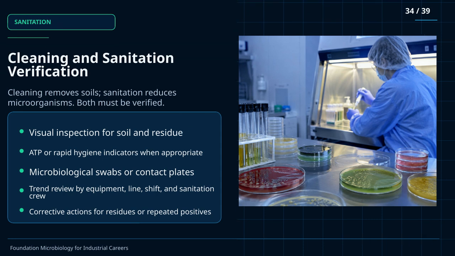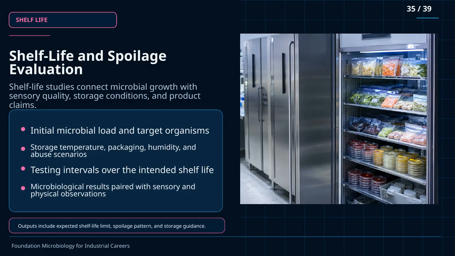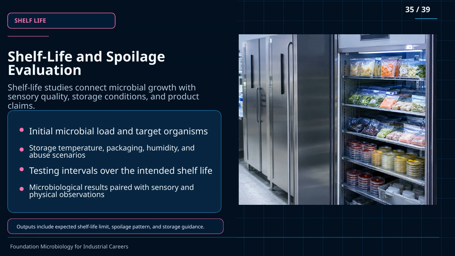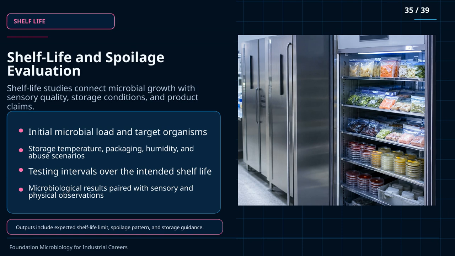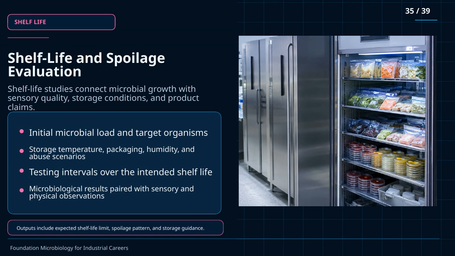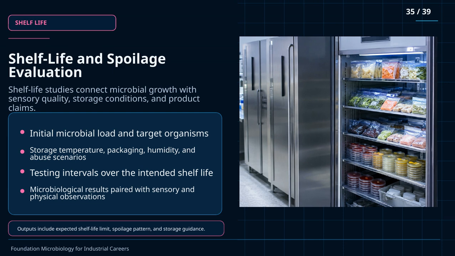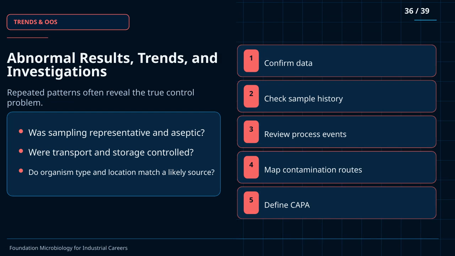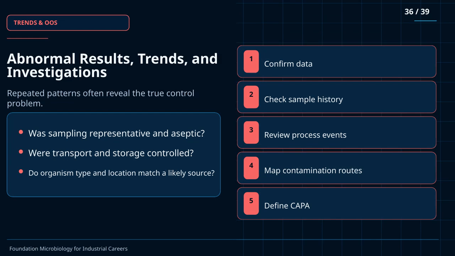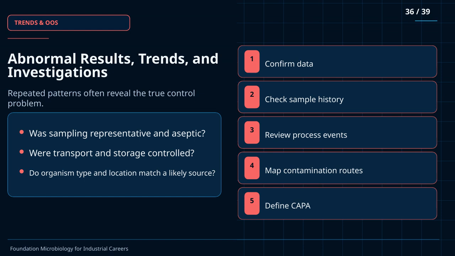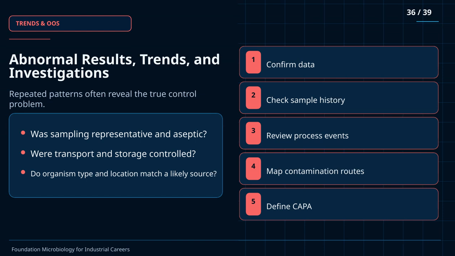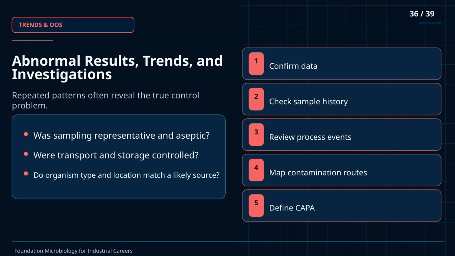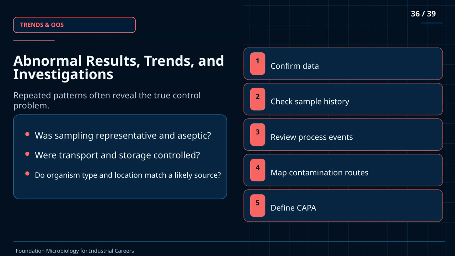Shelf life studies connect microbial growth with sensory quality, packaging, storage conditions, and product claims. Testing at planned intervals helps define the expected shelf life limit and the conditions needed to maintain it. When results are abnormal, repeated patterns often reveal more than a single high count. Investigations should confirm the data, review sample history and process events, map contamination routes, and define meaningful corrective actions.